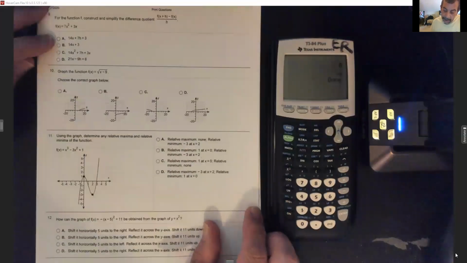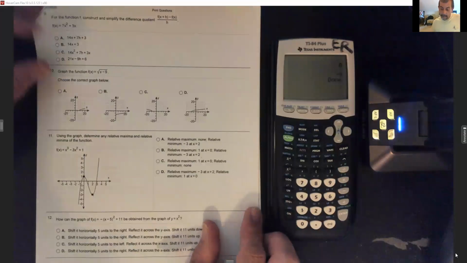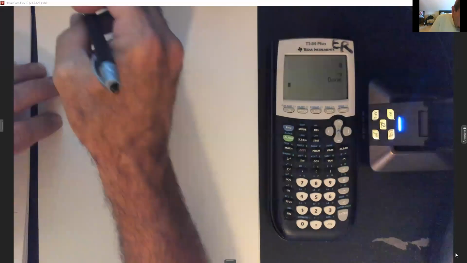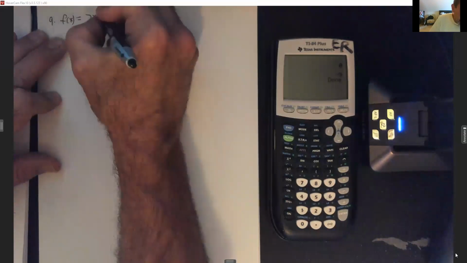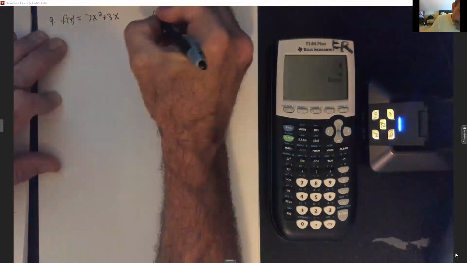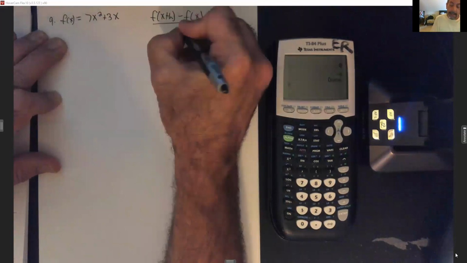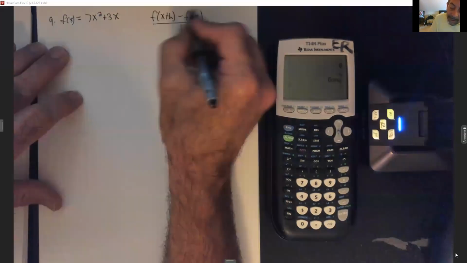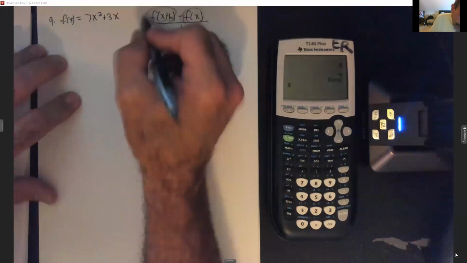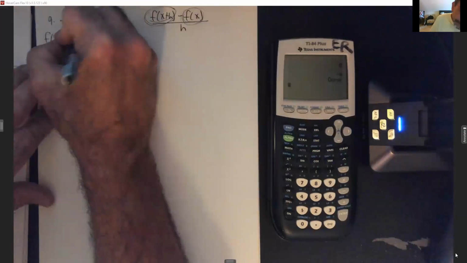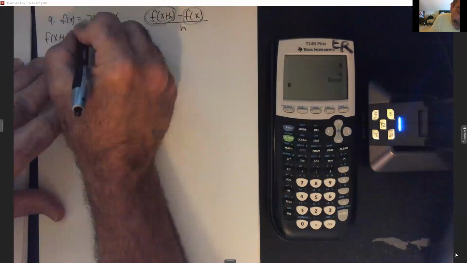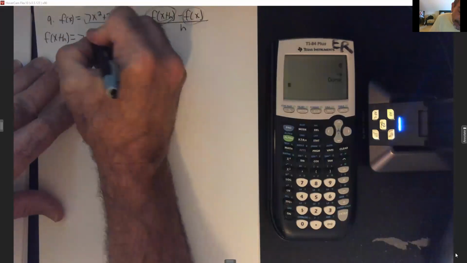All right, so this one wants me to construct a difference quotient. So let me write this one on big paper. So 9, they're giving me f of x equals 7x squared plus 3h. And the difference quotient is f of x plus h minus f of x all over h. They're giving us this, so we got to find this. So the first thing I'm going to find is f of x plus h. So you take this equation, and where they got an x, you put an x plus h.